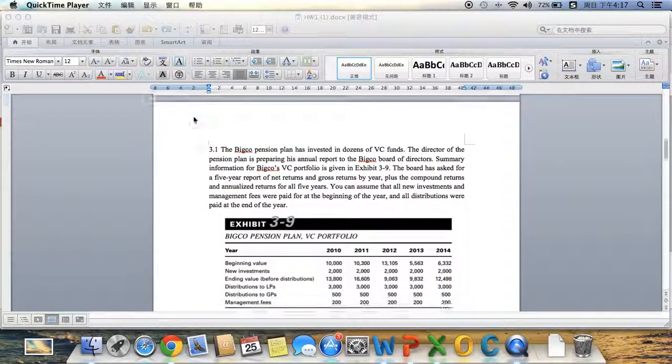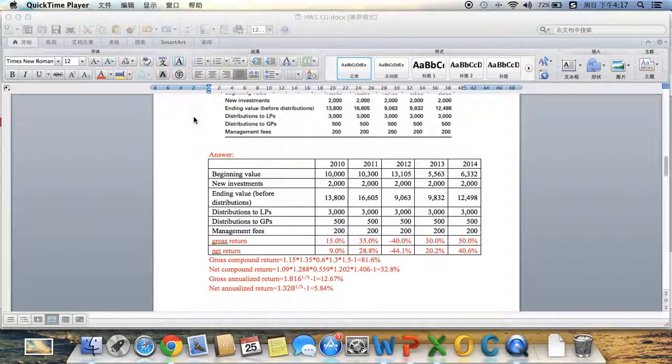For question 3.1, the gross returns are calculated by comparing the value at the beginning of each year with the value at the end of each year. Therefore, we get the 5 numbers for all the years, as you can see from the table. And for the net returns, we must subtract the distributions to general partners from the numerator and add the management fee to the denominator. Therefore, we get the net return. You can see the red numbers in the table.